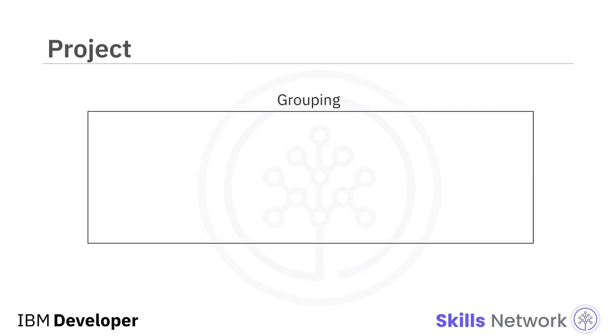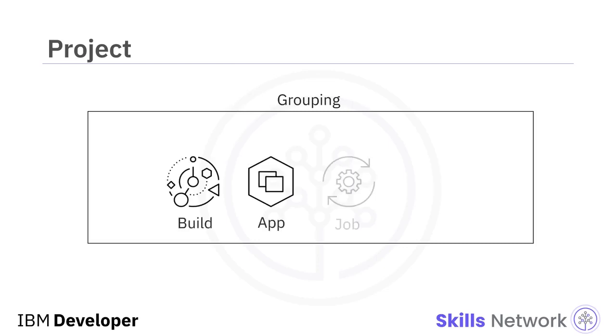The term project in Code Engine represents a group that contains and manages its resources and entities. A project in Code Engine contains entities such as build, app, job, and certificate for Transport Layer Security, or TLS, HTTPS connections, and so on.